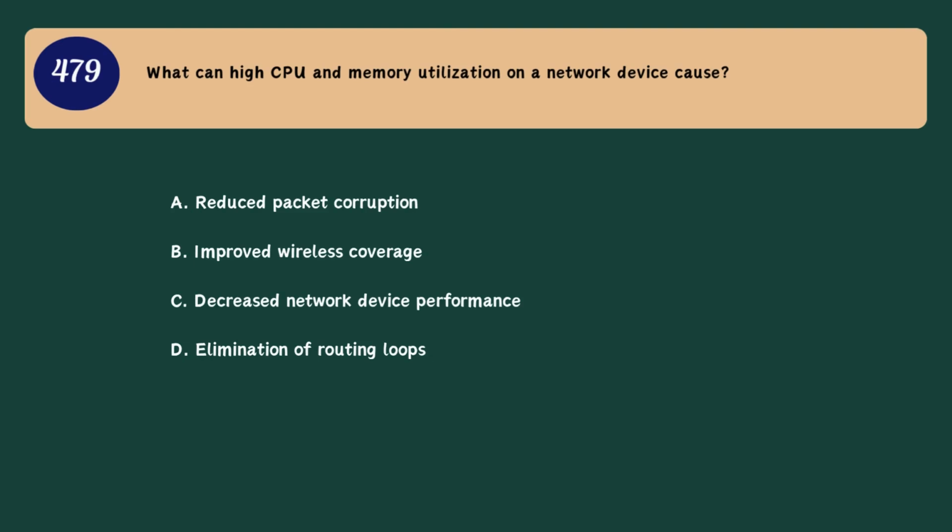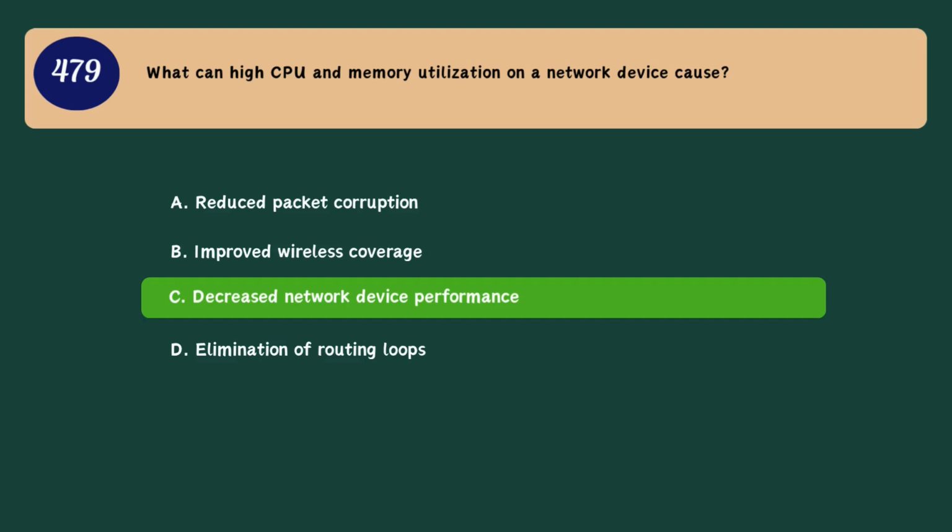Question 479. What can high CPU and memory utilization on a network device cause? A. Reduced packet corruption. B. Improved wireless coverage. C. Decreased network device performance. D. Elimination of routing loops.